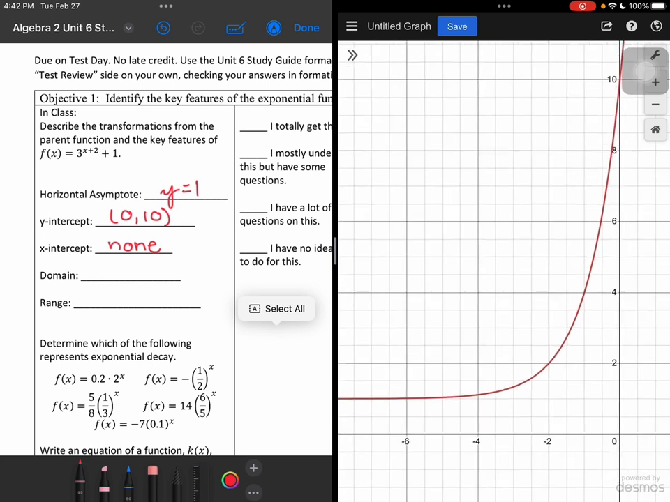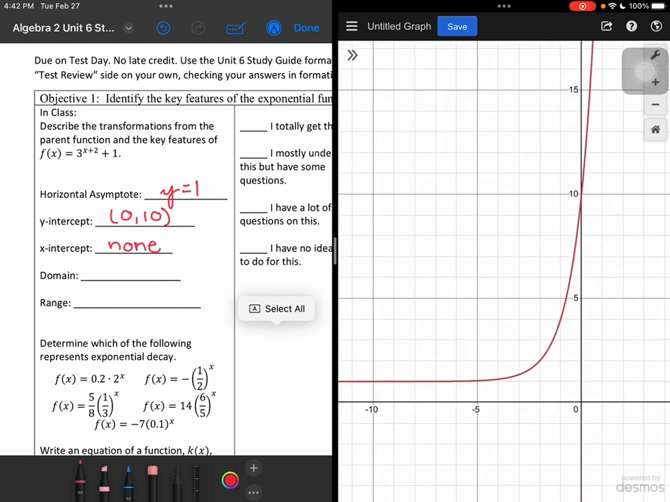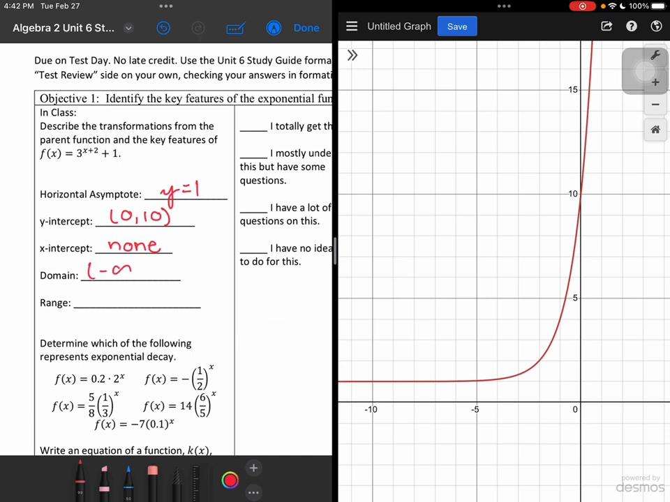And then for domain, we're looking for all of the possible x values, which for every exponential function is negative infinity to infinity. And then our range is going to be from the horizontal asymptote and everything above. So our horizontal asymptote starts at 1, and it goes up from there, so it'd be from 1 to infinity. Remember that if it was flipped and it was below, then we would write it from negative infinity to whatever our horizontal asymptote number was.